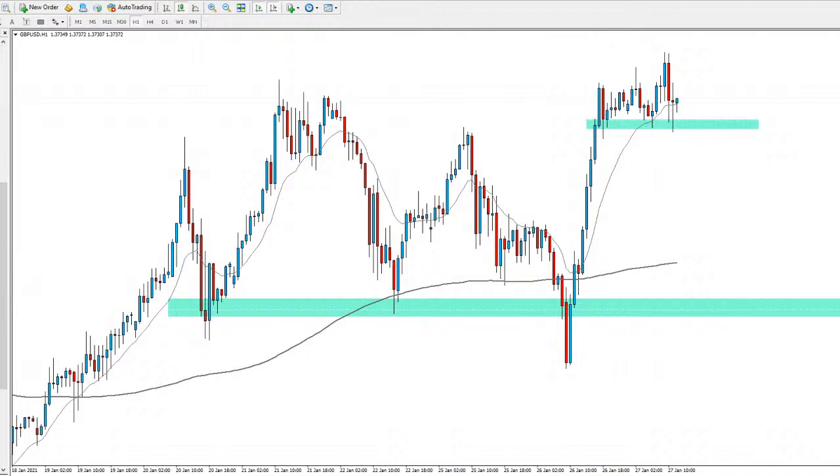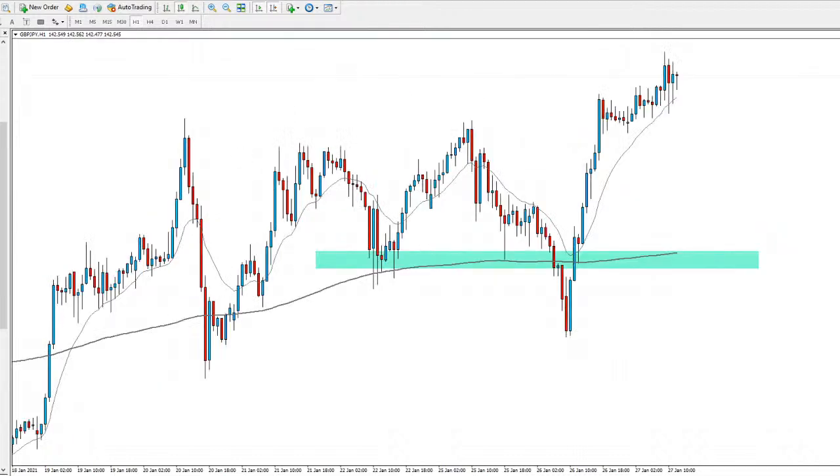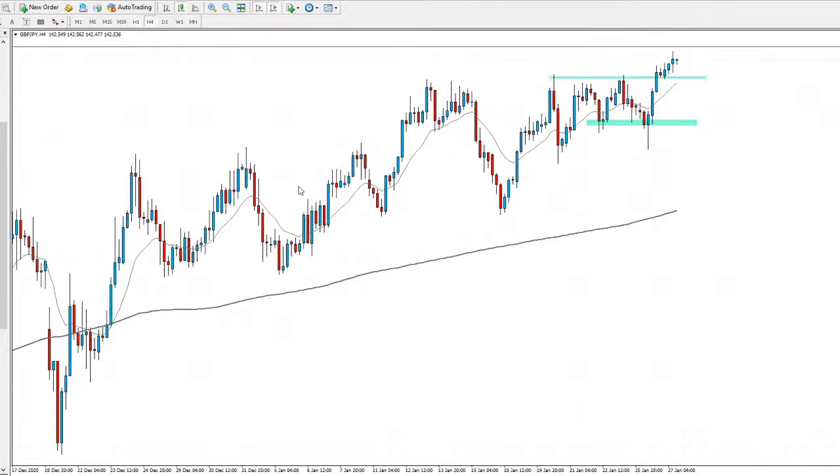GBPJPY is similar to GBPUSD. As you can see, this one is still quite bullish, we held the support level here, previous resistance. If I take this across, you can see a really nice level of resistance, held the support, and price is looking bullish there on the hourly. 4-hourly, we're still creating some new highs there.